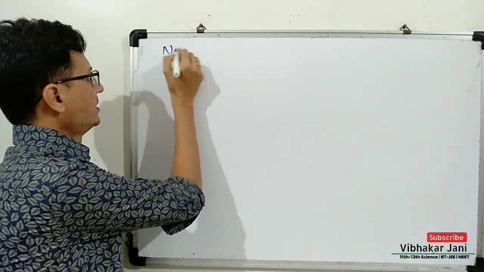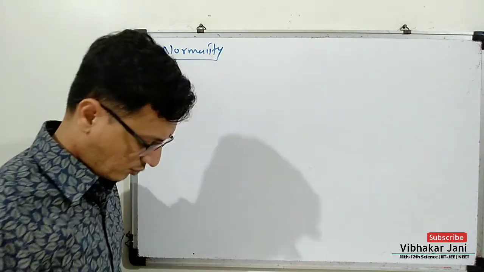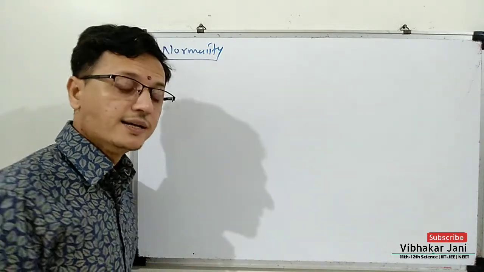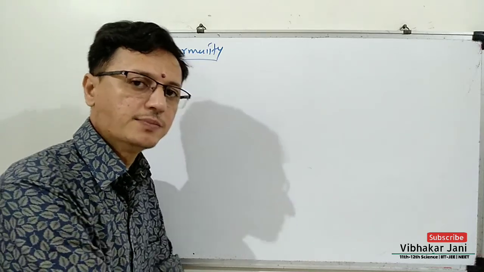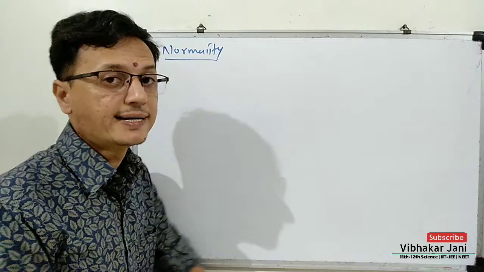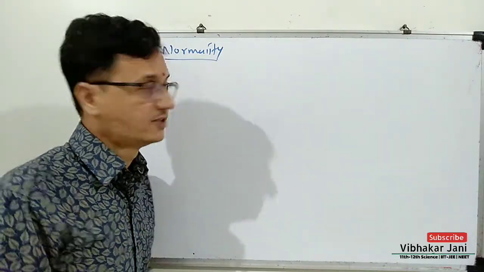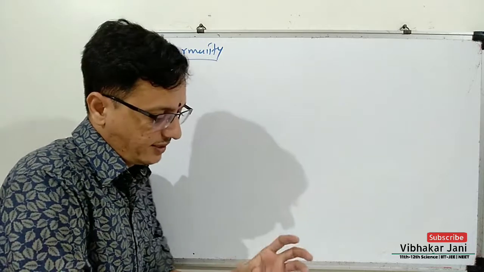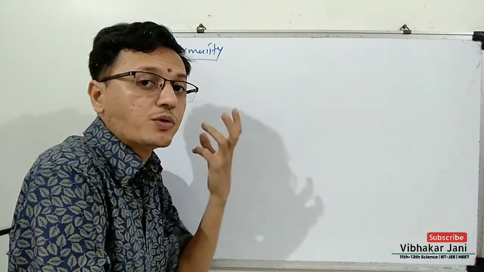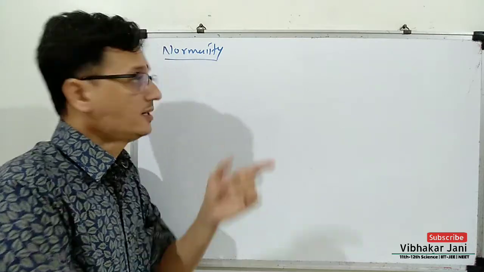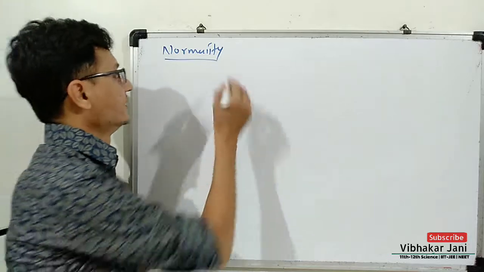So normality, this term is mostly used in acid-base titration. When you mix any acid with base, the reaction is said to be a titration reaction or neutralization reaction. And in such cases, some definite amount of acid is required to neutralize some definite amount of base. In that condition, normality is used. So let us define normality.